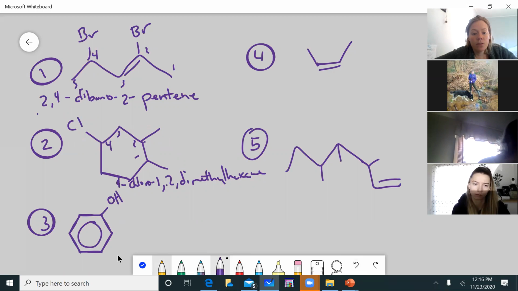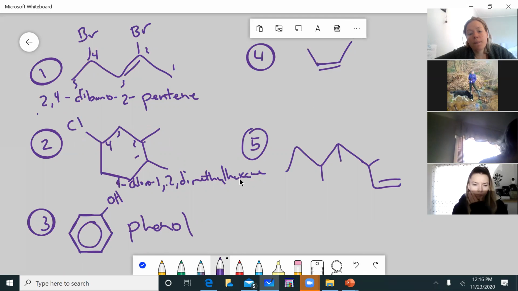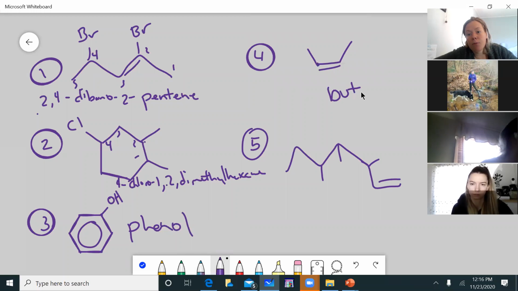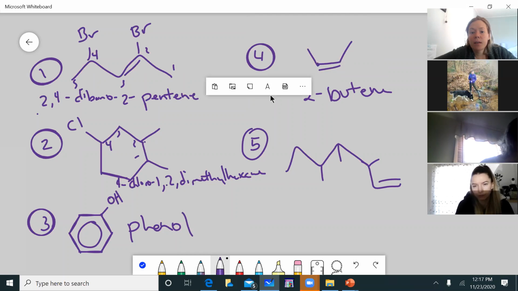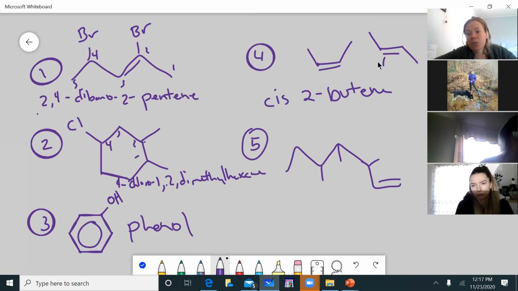This one here, this is just phenol. Okay, benzene ring with an OH off of it. This one here, 1, 2, 3, 4. So that's but. There's a double bond, so it's butene. The double bond is on the second, so 2-butene. And because of the structure of this, they're both pointing up. I can actually say that this is the way it's drawn. I can say it's cis-2-butene. If it happened to have looked like this, it would be the trans.